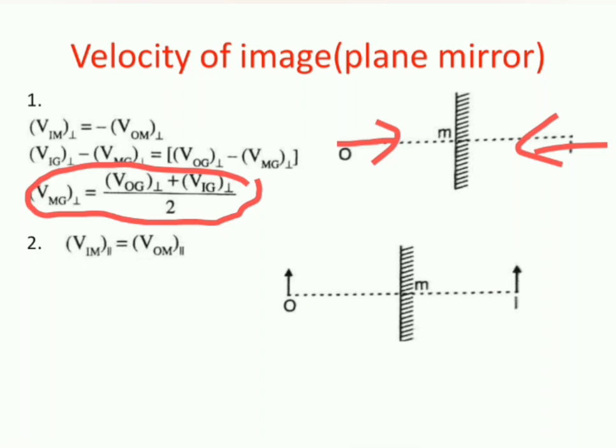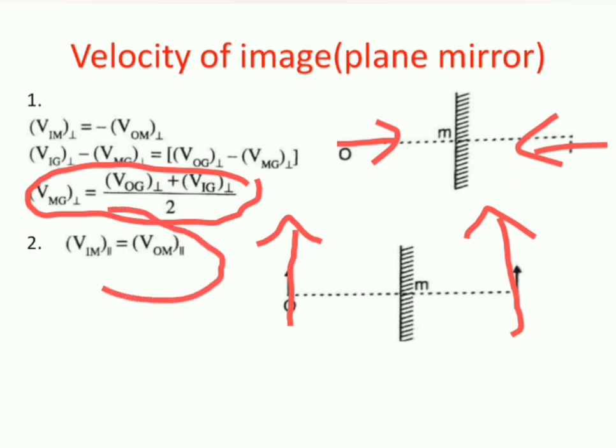Second case, if the object moves parallel to the mirror, think logically. This is your mirror. The object is moving upward. The image also moves upward with the same speed. So the velocity of the image with respect to the mirror, parallel to the mirror, is equal to the velocity of the object with respect to the mirror, parallel to the mirror. So two different conditions. Perpendicular to the mirror, there will be a change in direction. Parallel to the mirror, there won't be any change in direction.